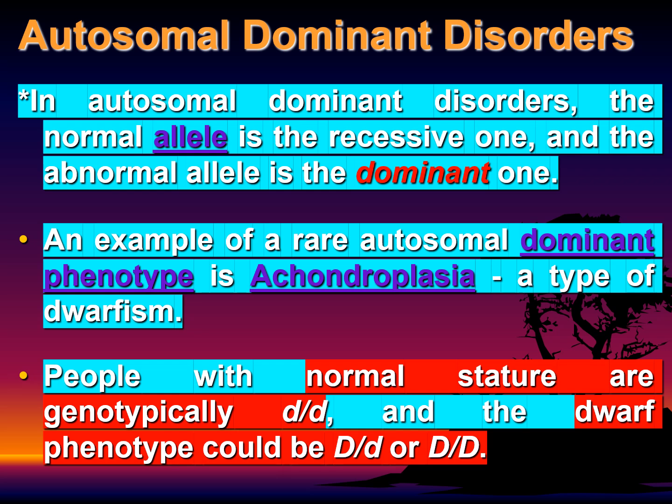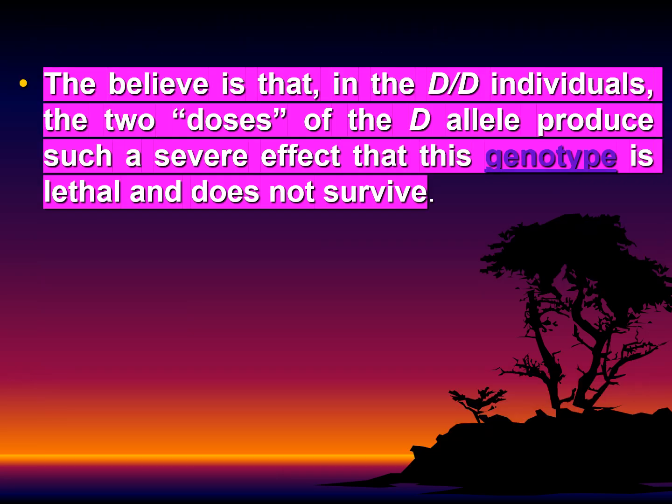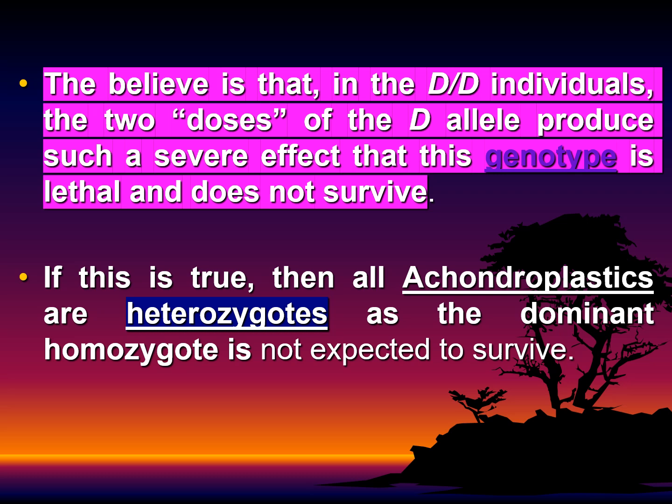So in this disease condition, normal individuals are genetically small d, the recessive individuals, and the dwarf phenotype will be either capital D, small d, or capital D and capital D. The belief is that in the capital D capital D individuals, the two doses of the D allele will produce such a severe effect that this genotype is lethal, and in most cases, they do not survive. So if you're looking at the classical Mendelian ratio, you may end up having a ratio of 2:1 as against 3:1. If this is true, then all achondroplastics, or those affected by achondroplasia, are heterozygotes, as the dominant homozygote is not expected to survive.